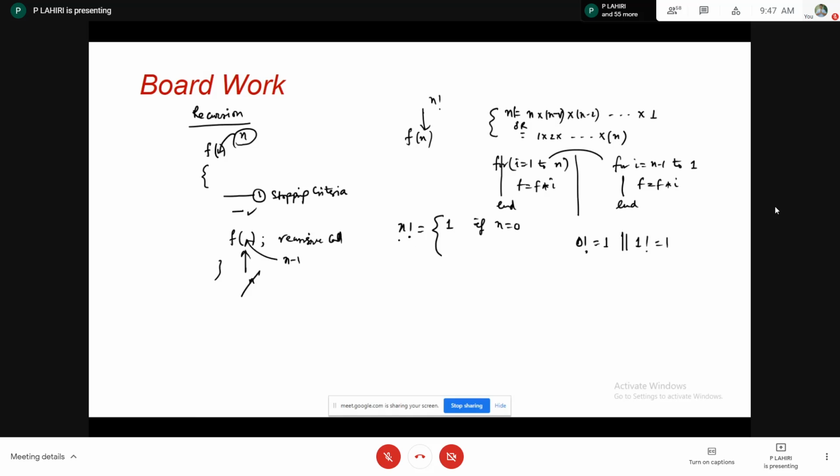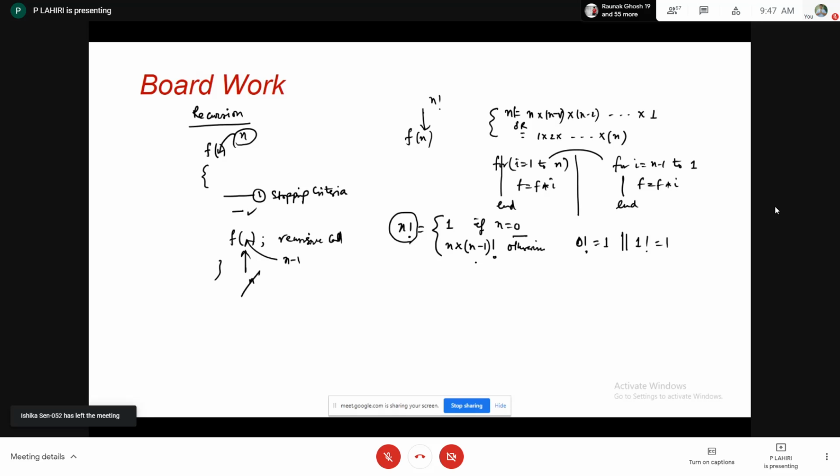Otherwise, you have to define the function in terms of itself. That means on the right hand side, expressing the formula, the same type of notation must be there. Otherwise, it cannot be recursive. For example, n factorial is n multiplied by n minus 1 factorial. That means if n is 5, it is 5 into 5 minus 1 factorial, that is 5 into factorial of 4. So this is an example.